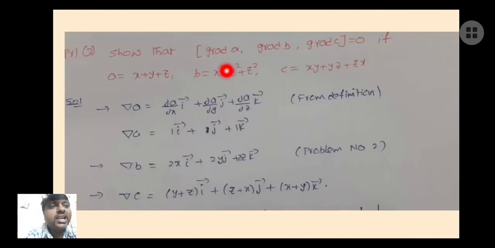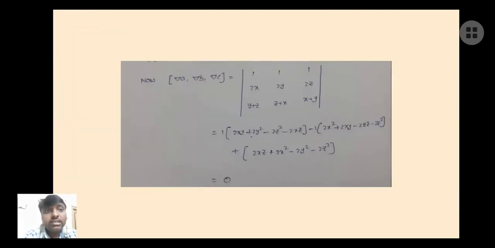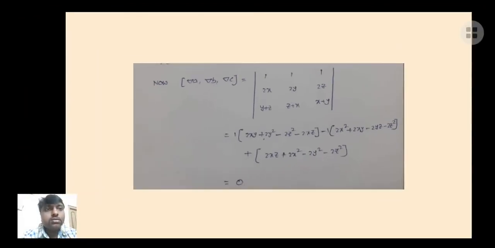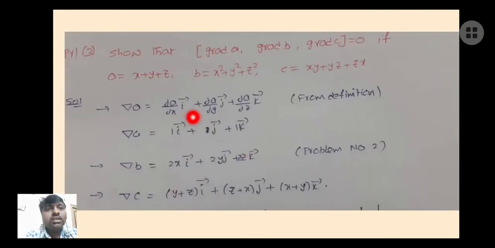Show that the box of grad A, grad B, grad C is equal to 0 if A is equal to x plus y plus z, B is equal to x square plus y square plus z square, C is equal to xy plus yz plus zx. Here they give the three scalar point functions A, B and C. For these, I have to calculate for the first function grad A, second one grad B, third one grad C.